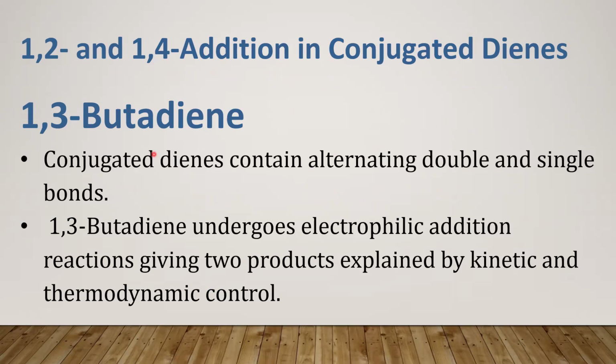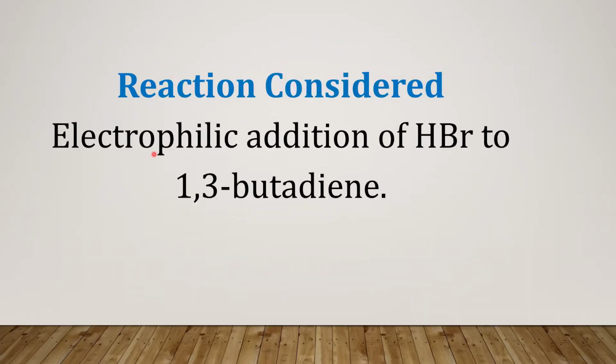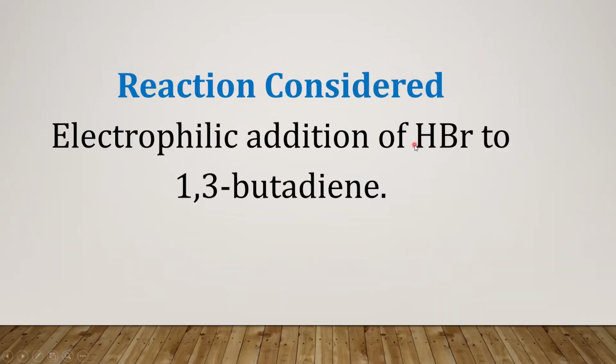When this 1,3-butadiene undergoes electrophilic addition, it will give two different products. One is controlled by kinetic control and the other by thermodynamic control. So we shall see what is really happening there. We shall consider one reaction, electrophilic addition of HBr. We can take any one electrophile, HBr or HCl. Here we shall take the example of electrophilic addition of HBr to 1,3-butadiene.